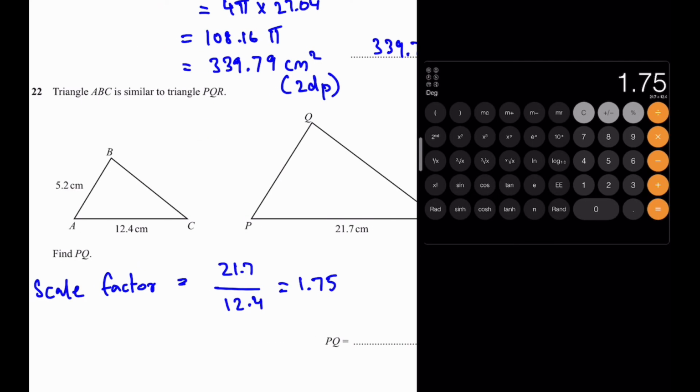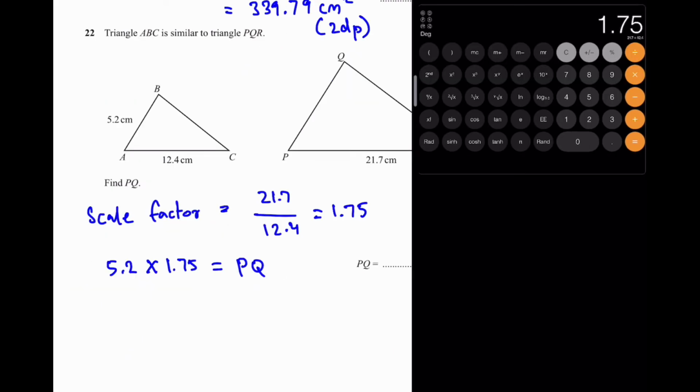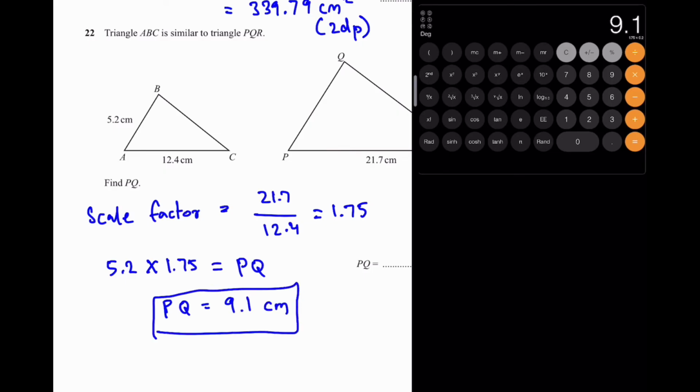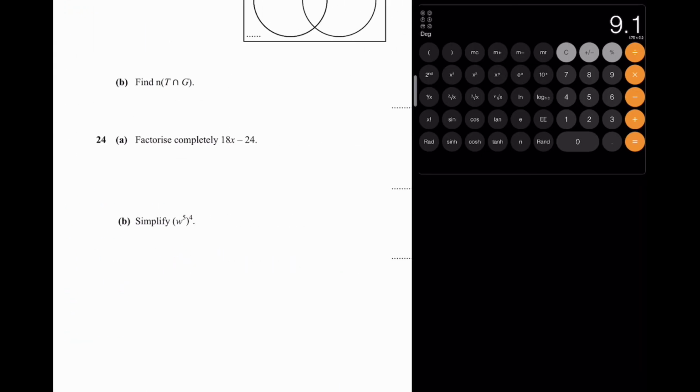And then 5.2 multiplied by 1.75 is equal to PQ. And PQ is equal to 5.2 into 1.75. Let's do that on the calculator, which is equal to 9.1 centimeters. That's the answer. Let's write it down. Now let's move on to question 23.